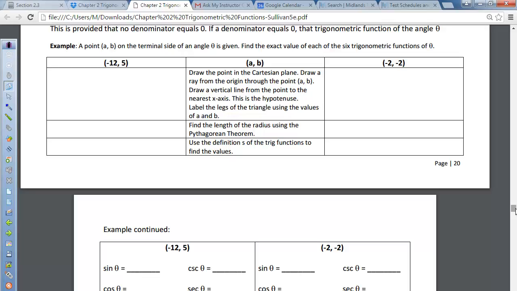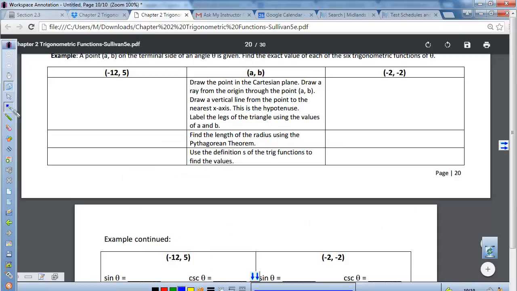It gives us a few steps to help us do this. We have a point (a, b) on the terminal side of an angle theta. We want to find the exact value of each of the six trig functions of theta. So first I'm going to draw my picture. The point (-12, 5) is in quadrant what? 2. So we're going to draw a terminal side over here and label the point (-12, 5). If I drop my perpendicular to the x-axis, then this side is going to be what? Negative 12, and then this side is 5.